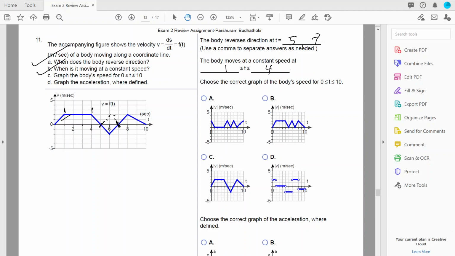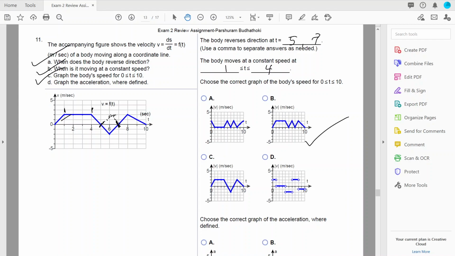The only part you have to change is this part. Instead of negative, you have to make it positive. So just look at the given graph here. Find a very similar graph, except this negative part becomes positive. This is a completely different graph. This one still has a negative part. So these three are not the answer. The answer is this one. Everything else is the same, except from 5 to 7, this negative becomes positive, because speed means positive.